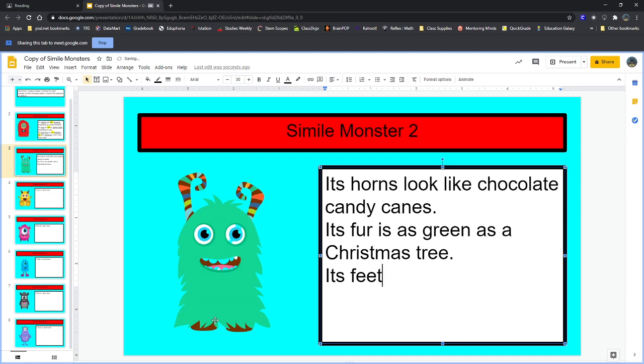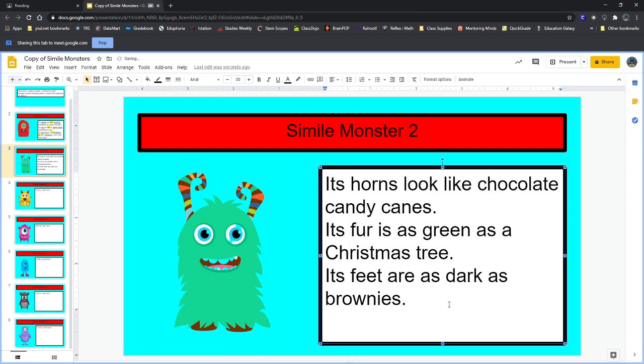Its feet are shaped like brownies. Or we could say its feet are as dark as brownies.